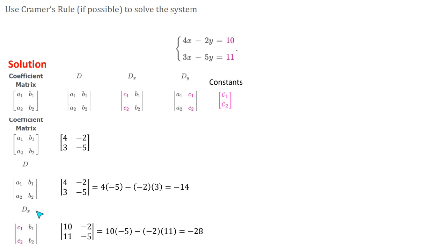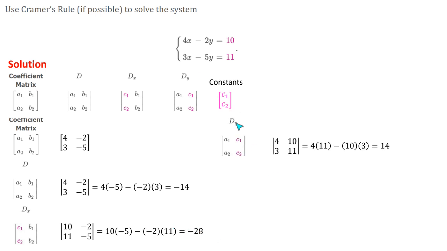And then I need to find dx. So dx, I'm going to replace my first column. Instead of the a's, I'm going to have the constants. So my constants are 10 and 11. So I write 10 and 11. And then b is still -2 and 5. So now I multiply 10 times -5, 11 times -2, and I end up with -28.